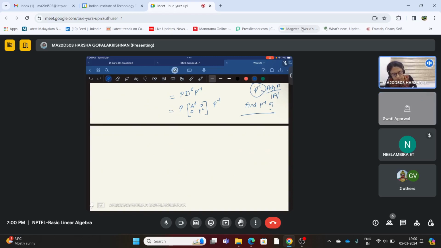Okay, next question, true or false. We'll see some true or false questions. If A is an n by n matrix and determinant of A equal to 0, then 0 is an eigenvalue of A. Is this true or false? Given A is an n by n matrix and determinant of A is 0.